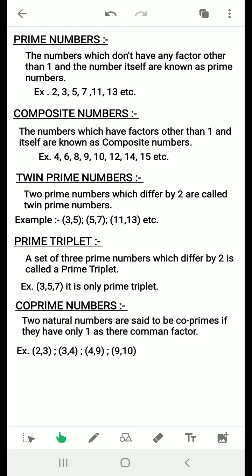And only one prime triplet exists. There is no second prime triplet. Only one, that is 3, 5 and 7.